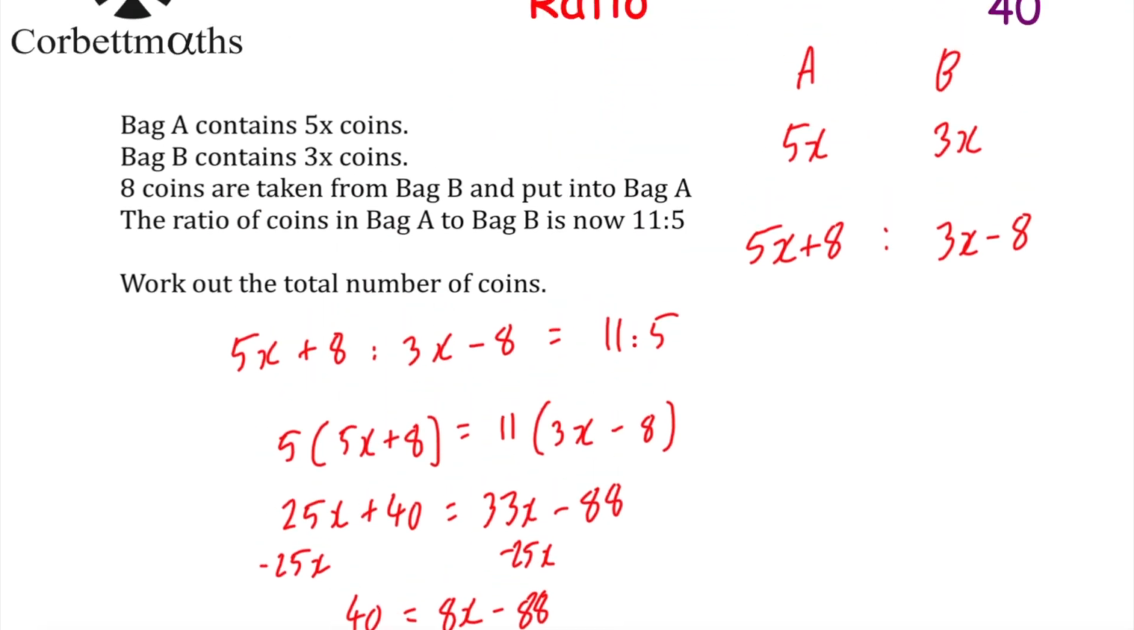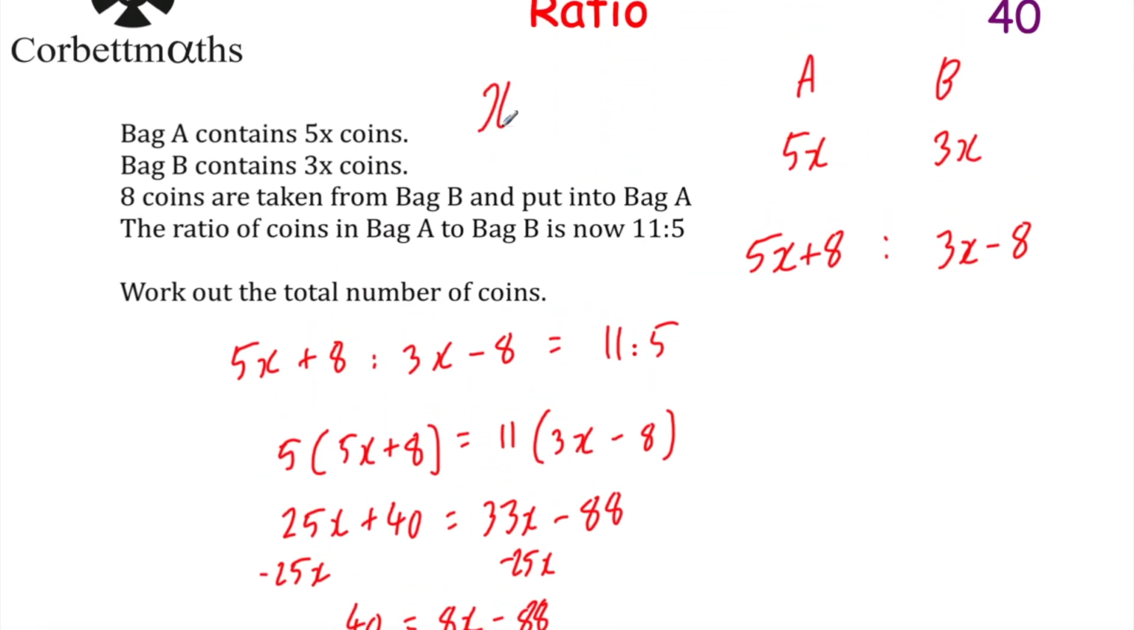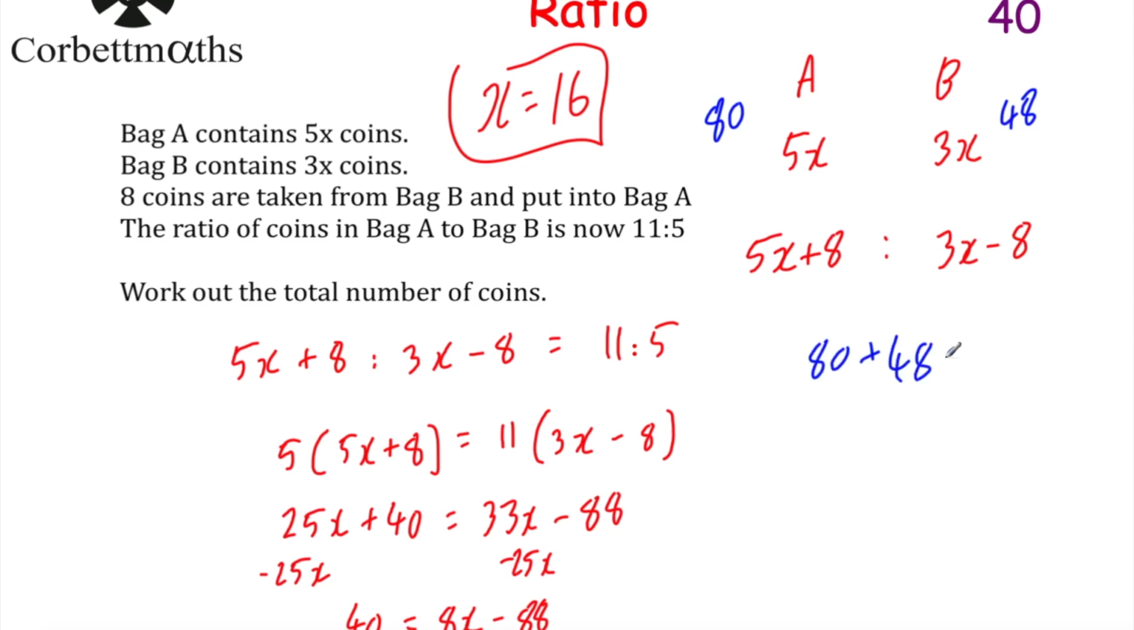Now in this question, we're asked to find the total number of coins. So we've got that x is equal to 16. That's what we've found. Now to find the total number of coins, we can either work out how many coins were in bag A to begin with and how many coins were in bag B to begin with and add them together. Or we could work out how many coins are in bag A now and how many coins are in bag B now and then add them together. It should be the same amount. Let's work it out and see. So 5 times 16 is equal to 80 and 3 times 16 is equal to 48 and 80 plus 48 would be equal to 128. So there's 128 coins.